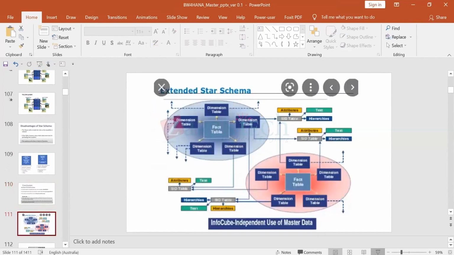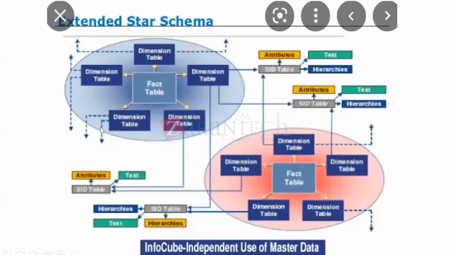Not sure how clear or visible this slide is. Now this is looking a bit more complicated, but don't panic by just looking at the picture. We have the fact table here. We have dimension tables. Dimension tables contain the characteristic data.